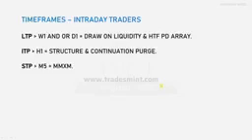Next up, we're going to be talking about intraday traders. So now our long-term perspective will be the weekly or the daily chart for our draw on liquidity and higher time frame PD arrays. Our intermediate term perspective will be 1 hour structure and then continuation purges. And our short term perspective is going to be on the 5-minute time frame where we look for our market maker models and entry execution.